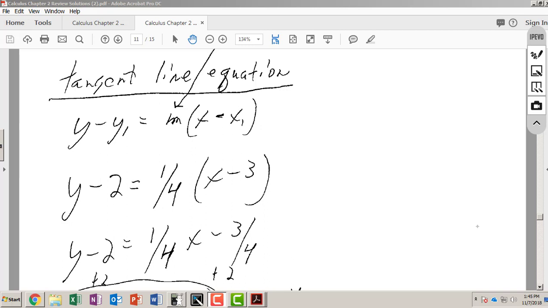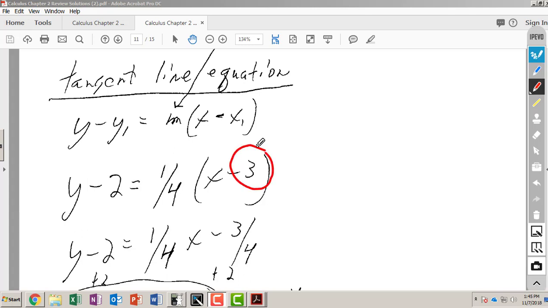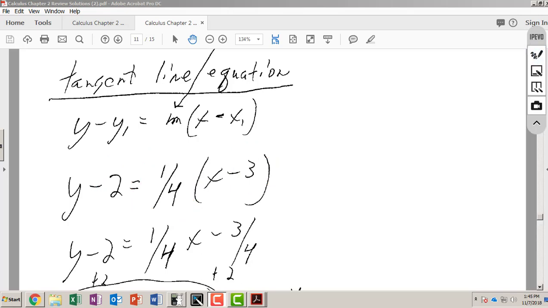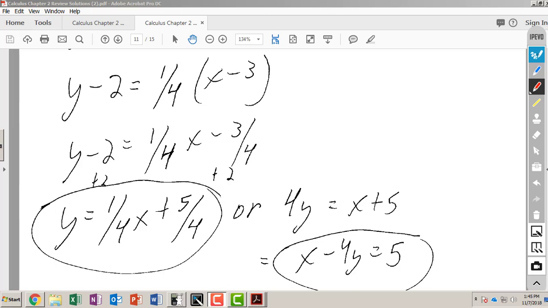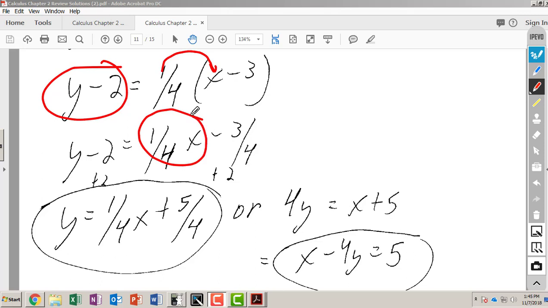You're going to remember they gave you the point 3 for your x sub 1. So I'm going to go ahead and substitute in 3. And we found the y sub 1 by substituting that 3 into my original equation, so that was 2. And then here is my slope, which is 1/4. Now that I've substituted those numbers in, I'm going to go ahead and distribute and simplify. So notice y minus 2 is going to stay as y minus 2 for right now. I'm going to distribute this 1/4 on through, so I get 1/4 x minus 3/4.